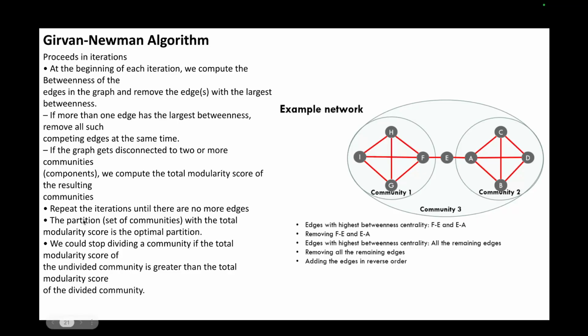And you repeat until there are no more edges, and the partition with the highest total modularity score is the optimal partition. We could stop dividing a community if the total modularity score of the undivided community is greater than the total modularity score of the divided community.